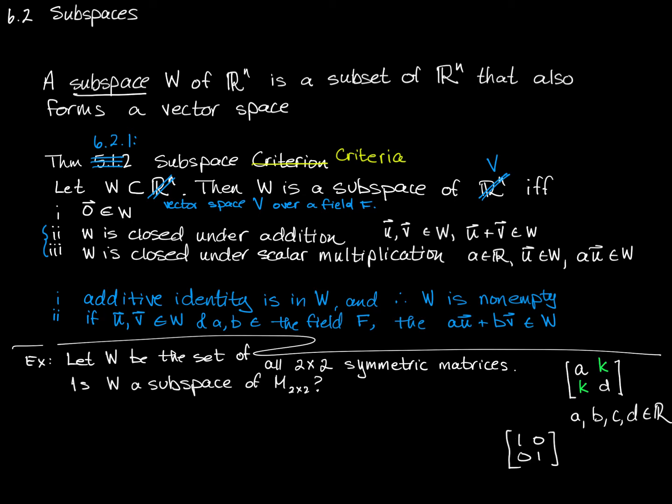I have found something that exists in the collection of symmetric matrices. So it's a non-empty space. It's a non-empty collection. So we have satisfied this criteria here. We've satisfied the requirement that the subset, first of all, is a subset, and that subset is non-empty.